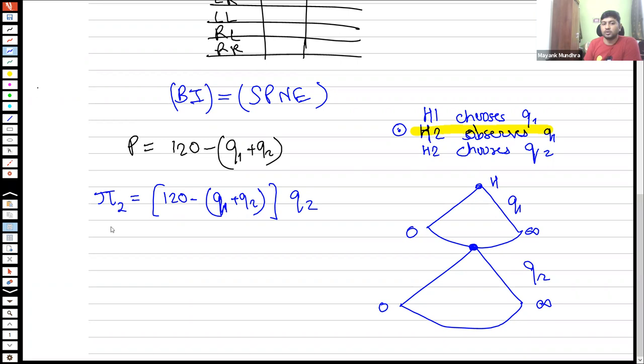So now I want to look at what will be the best response of Herder 2. So best response of Herder 2 is obtained by del pi 2 by del Q2 equals to 0. What would this equation be? Give me Q2 in terms of Q1.